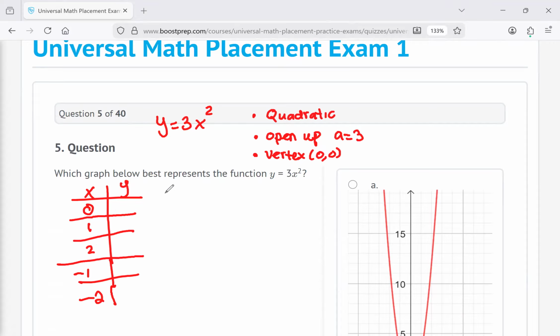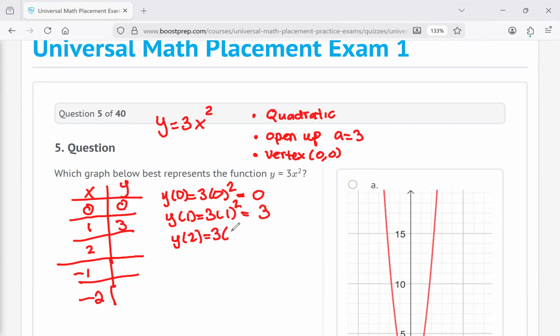So if we plug in 0, y is 0, right? If I plug in 1, that's 3. 1 squared is 1 times 3. If I plug in 2, 2 squared is 4. 4 times 3 is 12.